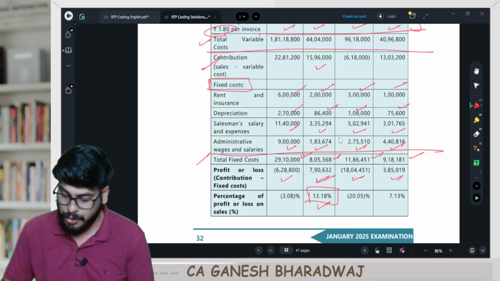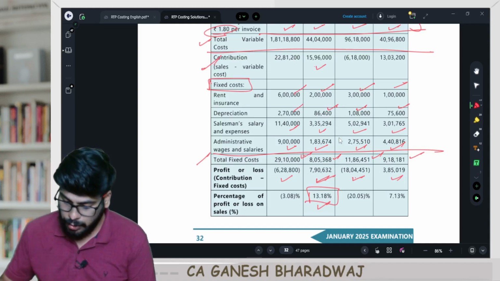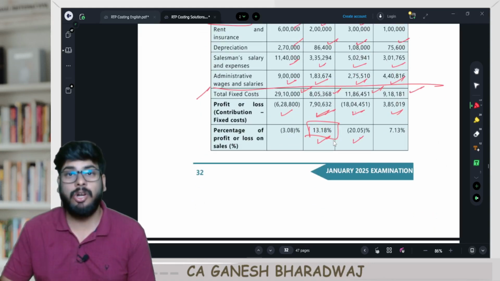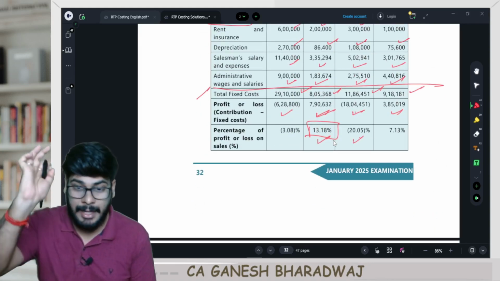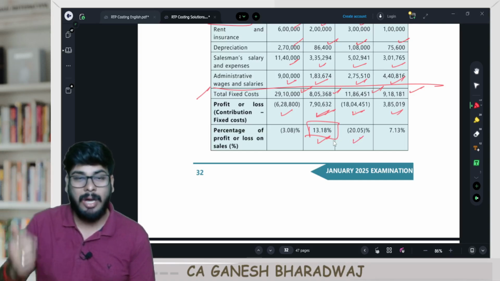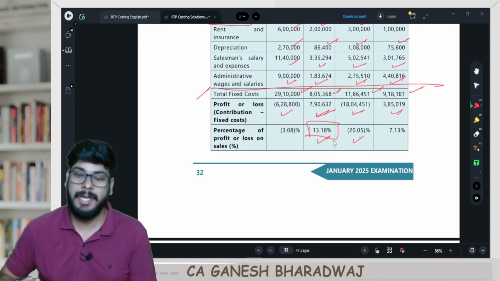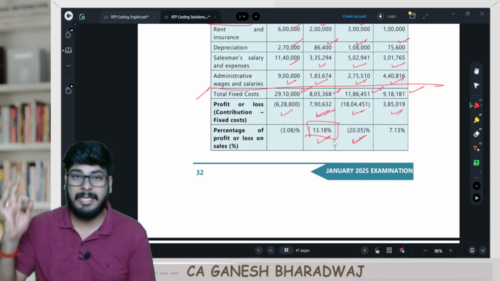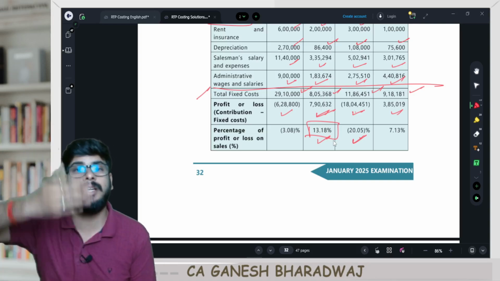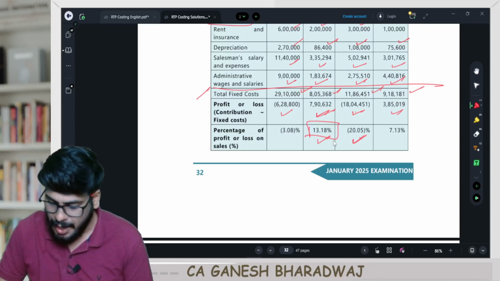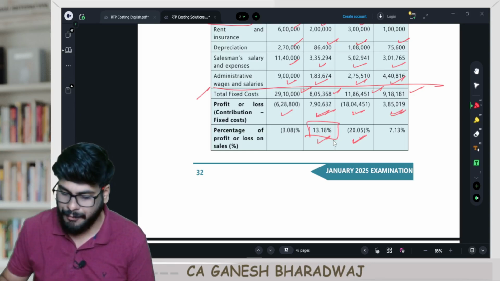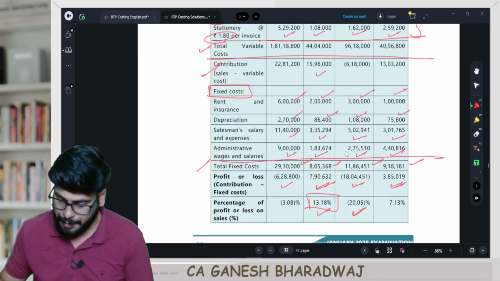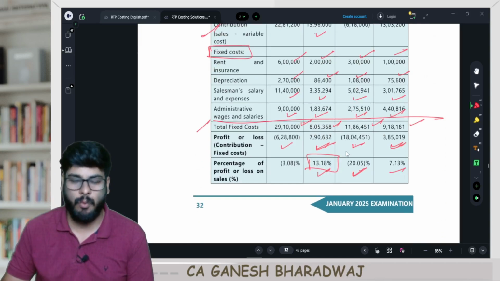Similarly, for product B, it's going to be negative 18,04,451 divided by 90 lakhs. That gives you a total of 20.05 percentage in negative, right? Because I am having this product line B, I am incurring a loss of how much? 20.05 percentage negative, right? That product line gives you a negative profit ratio. And finally, for product C, it's going to be 385,019 as a percentage of 54 lakhs. So that's going to be how much? It's going to be 7.13 percentage.